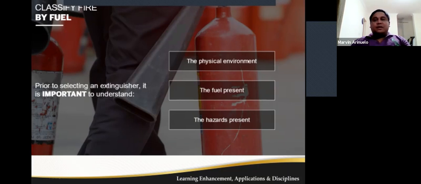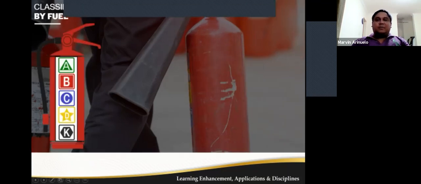All of the extinguishing agents we discussed last Monday can be used as a portable fire extinguisher for manual firefighting. Before selecting an appropriate extinguisher, it is important to understand the physical environment the extinguisher will be in, as well as the fuel and the hazards present. So again, remember: physical environment, the fuel present, and the hazard present.